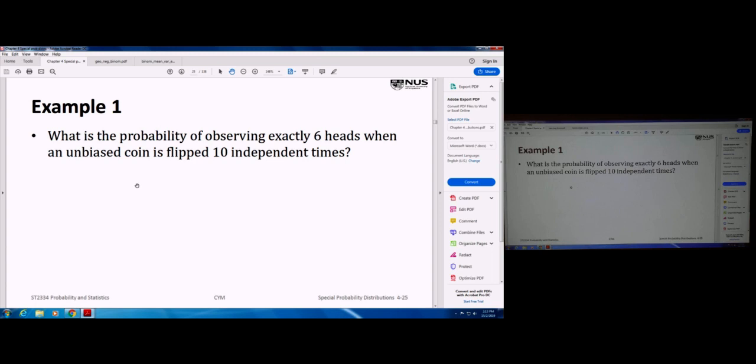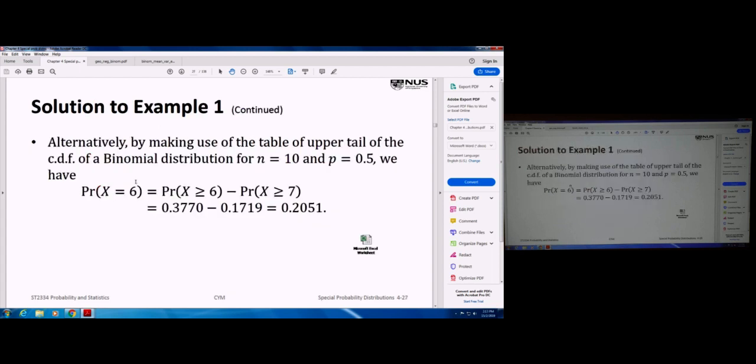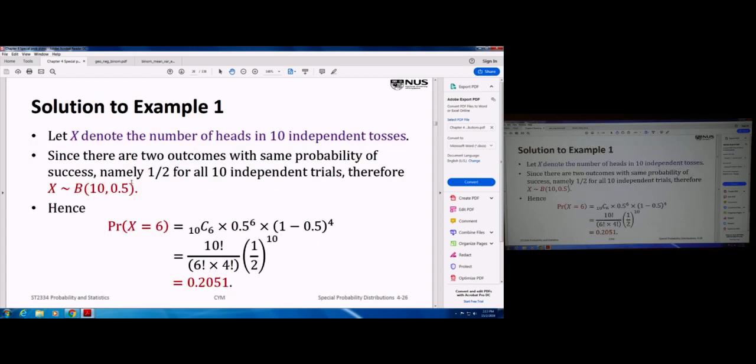So we've got flipping a fair coin, and we want to ask the probability of observing 6 heads of an unbiased, fair coin when I flip it 10 times independently. This is not so difficult. If we denote X as the number of heads in those 10 independent flips, we know when we flip a coin we have 2 outcomes, heads or tails. We encode success as heads and tails as failure. Then we have a collection of 10 Bernoulli trials which are independent and identically distributed, and the success probability is precisely 1/2 because it's a fair coin.